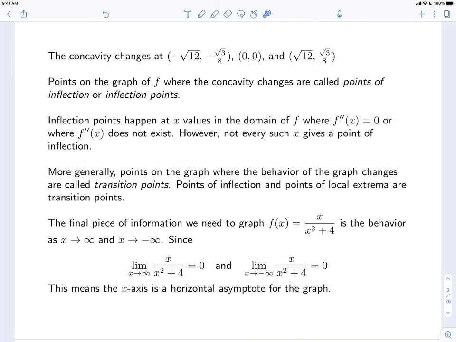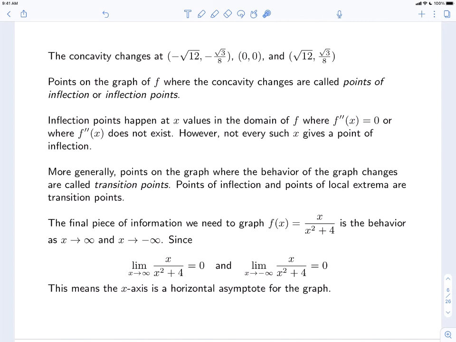More generally, points on the graph where the behavior of the graph changes are called transition points. Points of inflection are transition points. Points of local extrema are also transition points because those are places where it changes from increasing to decreasing or from decreasing to increasing.